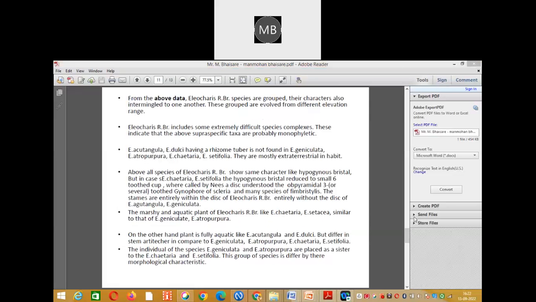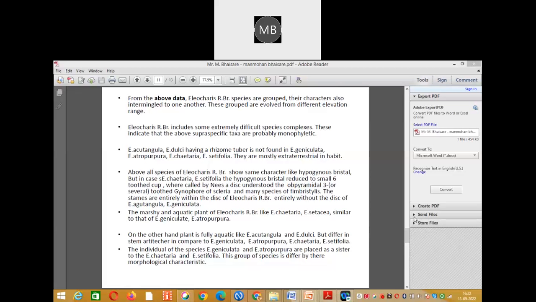From the morphological and anatomical data, from taxonomical data of Eleocharis plants, the Eleocharis species are grouped. Their characters are also intermingled with one another. These groups evolved from different elevation ranges. Eleocharis includes some extremely difficult species complexes. These indicate that the above supraspecific taxa are probably monophyletic. Monophyletic means they evolved in a separate line.